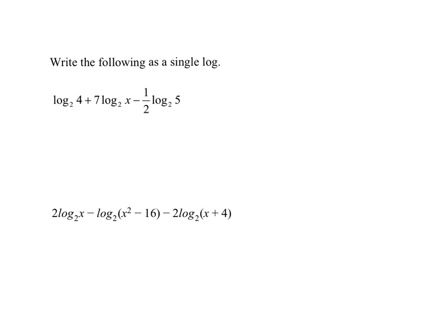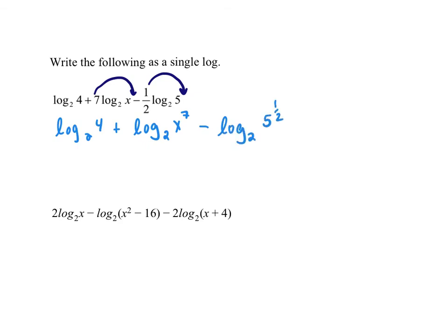So we always broke apart by addition, subtraction first, and then took powers down. So we kind of do the opposite when we're talking about putting together. So we'll take the powers that are out front and we'll take those to the top. So I'll rewrite this as log base 2 of 4 plus log base 2 of x to the 7th minus log base 2 of 5 to the 1/2. And again, 5 to the 1/2 is the same as square root of 5, so I'll make that change later.